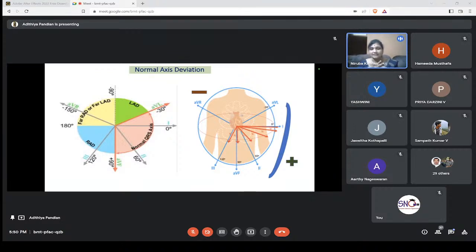So the very beautiful diagram on the right side, if you remember, and you know the polarities and everything, then it is very, very easy to know the axis deviation. The axis deviation between AVL and AVF, we call it normal axis deviation. Anywhere beyond that, it becomes left axis because it is negative, and right axis, it is positive. The next slide, please.